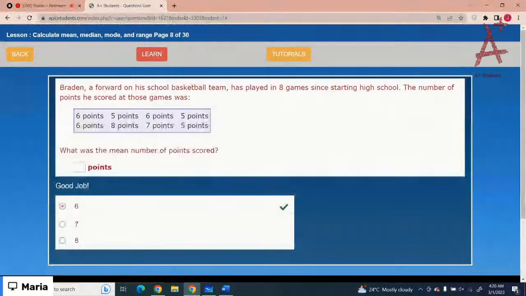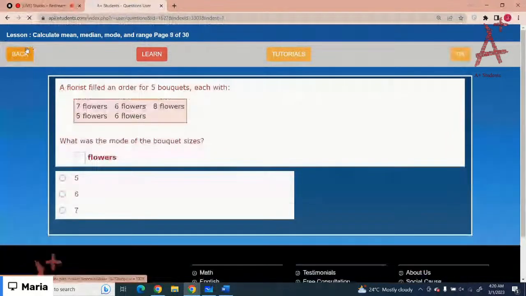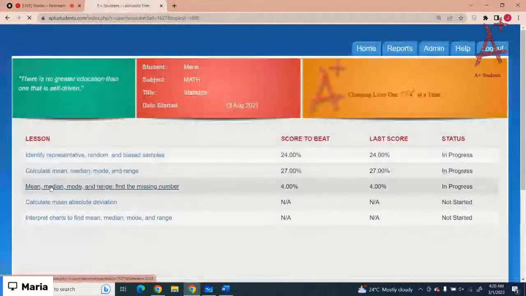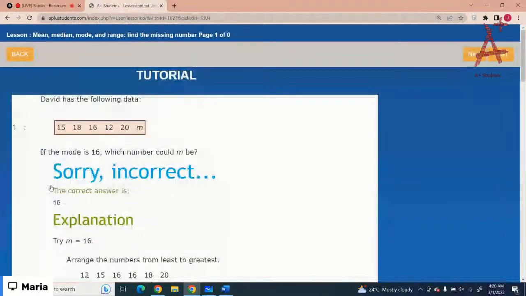Okay, you can complete the test by yourself today. Let me move on to the next lesson. The next lesson is mean, median, mode, and range: find the missing number.